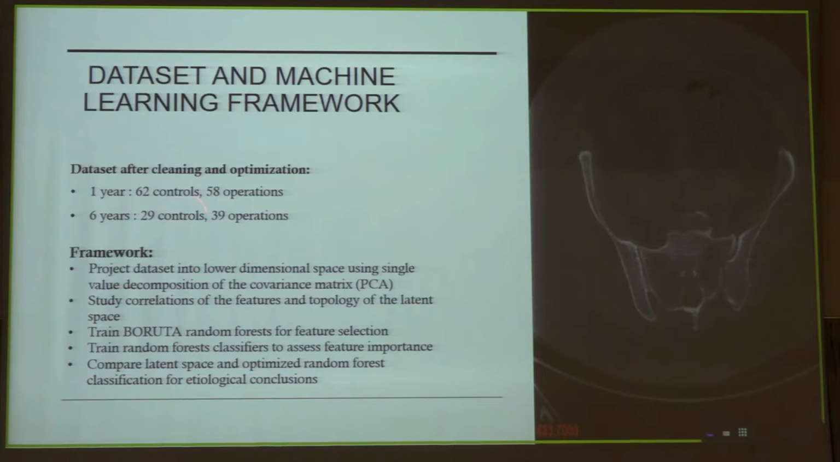We have 62 controls, so unoperated legs, and 58 operations. And then we have 29 in the 6-year dataset. We have 29 controls and 39 operations. So we have a bit fewer samples in the 6-year follow-up.